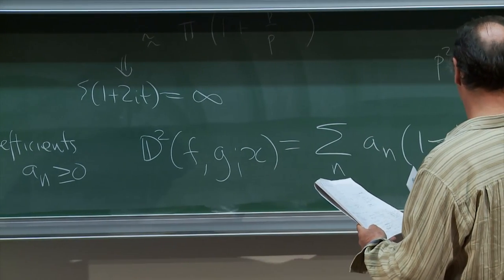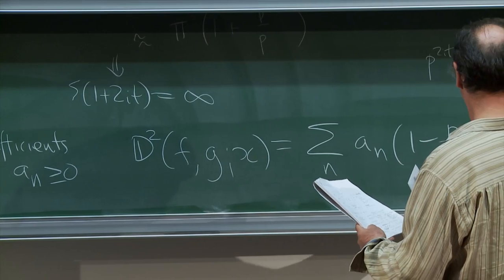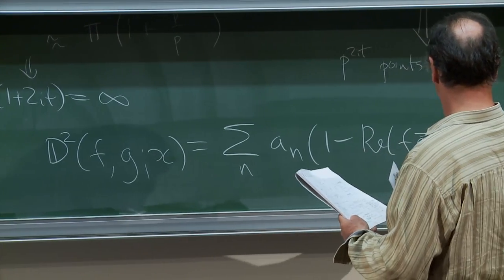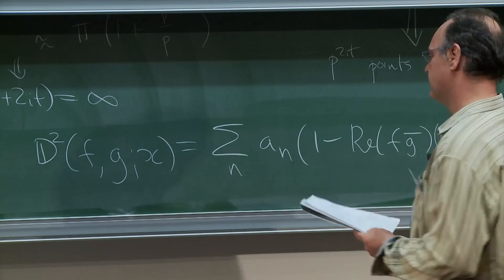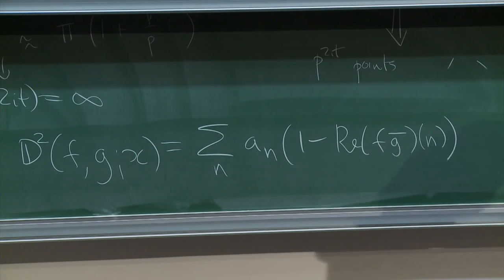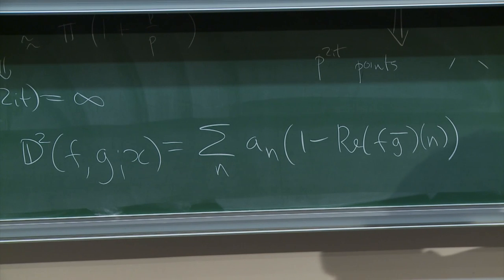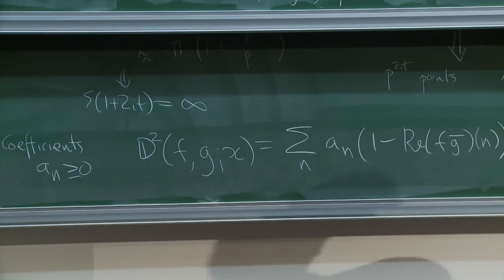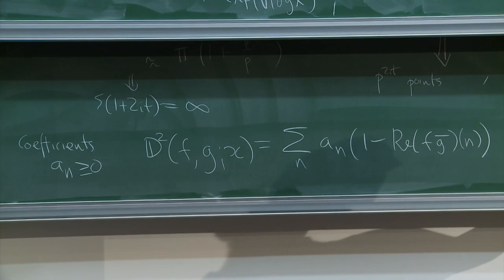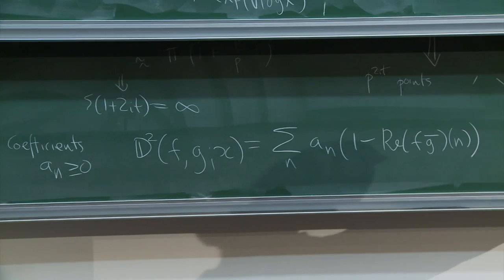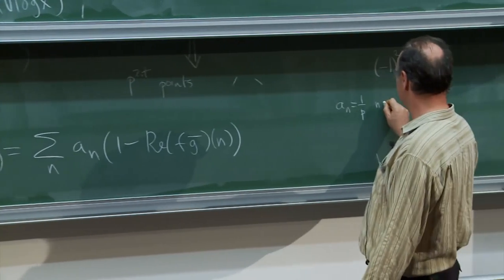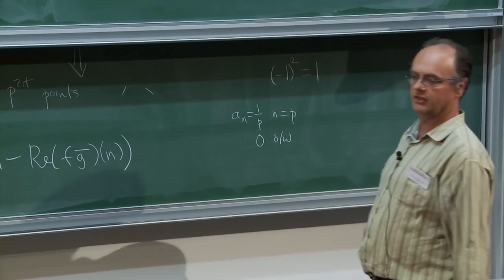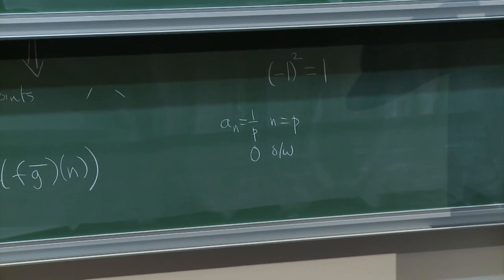Maybe I've done this in too much generality, but bear with me. It'll be this thing. So this is not exactly a distance function. Maybe I should just cut to the chase of the simplest example, which would be if we take a_n to be 1 over p if n is a prime and 0 otherwise. So the whole thing works in some generality.